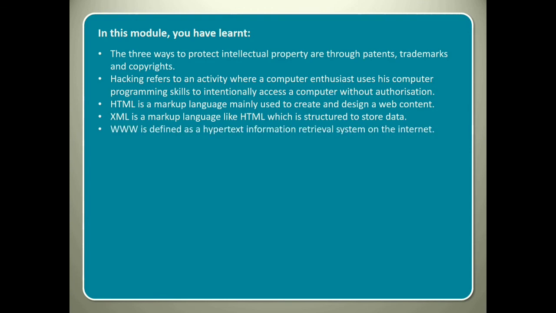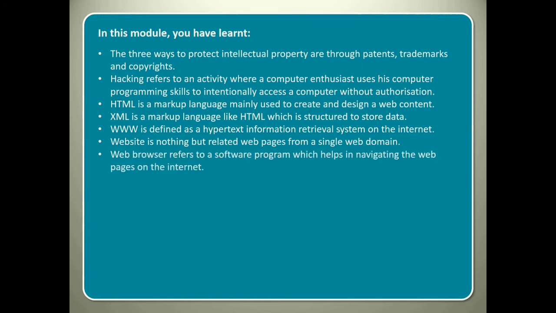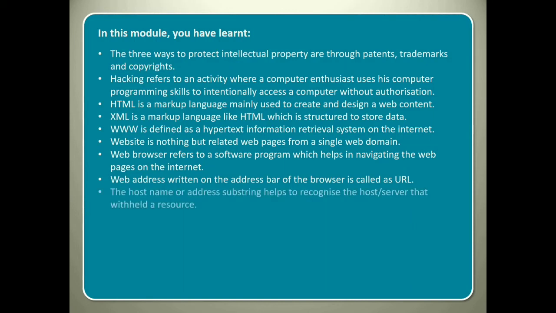www is defined as a hypertext information retrieval system on the internet. Website is nothing but related web pages from a single web domain. Web browser refers to a software program which helps in navigating the web pages on the internet. The web address written on the address bar of the browser is called URL. The host name or address substring helps to recognize the host or server that holds a resource.